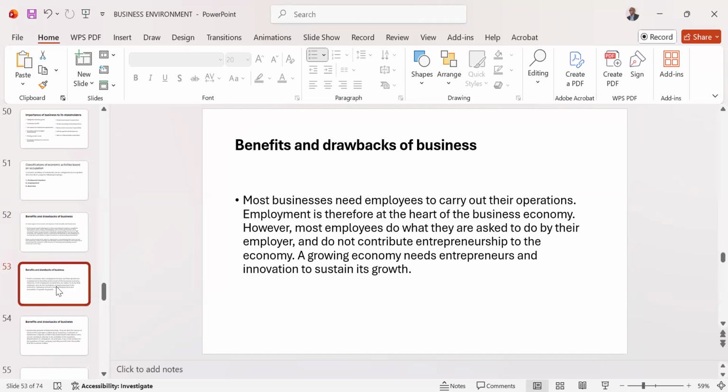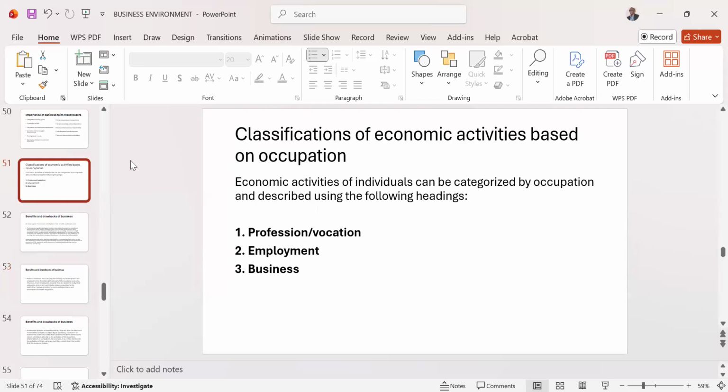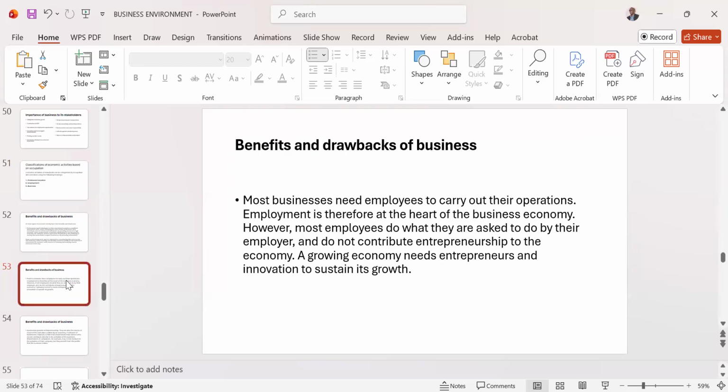So we've mentioned professionals. And the second one, remember, we categorize them, we classify them based on what? On occupation. And we mentioned professional, employment, and business. So we are now looking at employees.